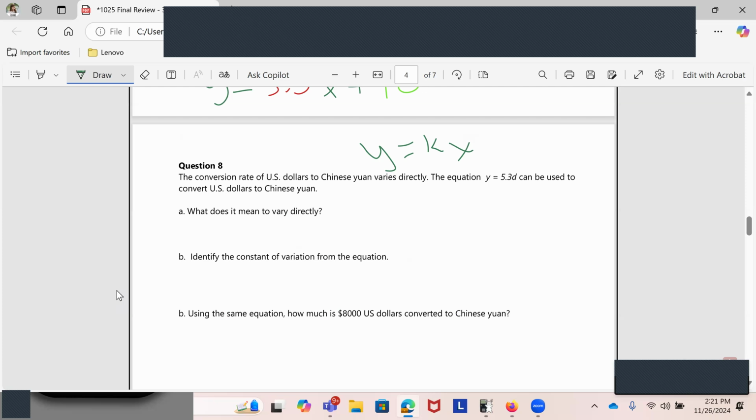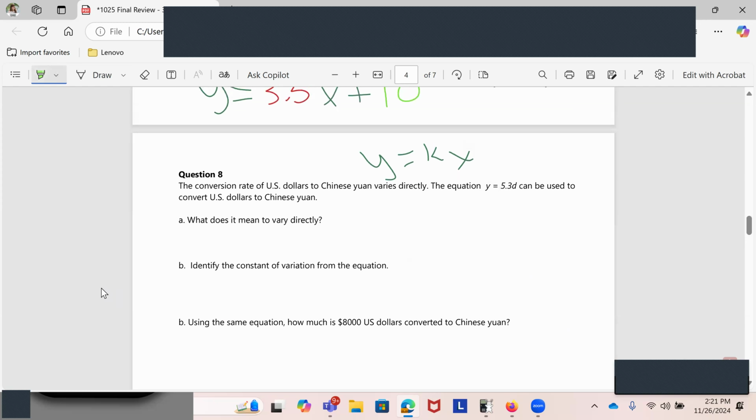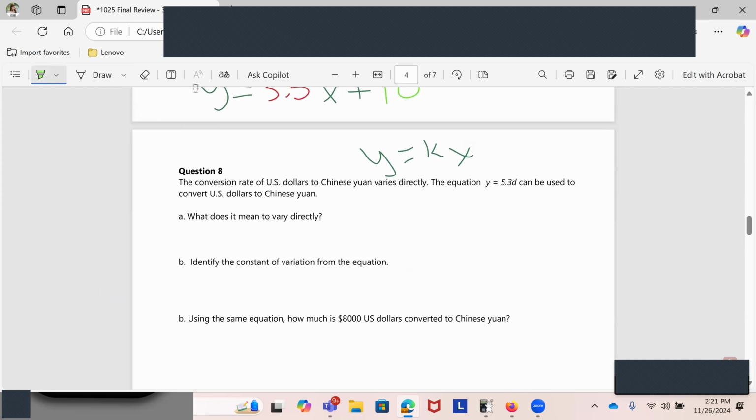And then the constant of variation we can see because it is given to us. It's the number with the variable. I can't get my highlighter to work. Sometimes it's difficult. So the constant of variation in this case is 5.3.